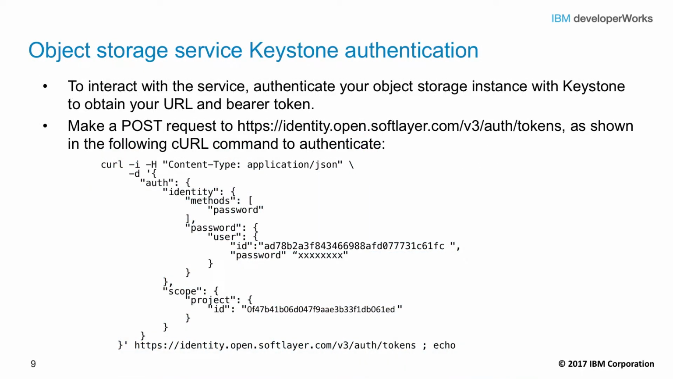Here's an example of using an API of the object storage service to authenticate with Keystone. You'll get an opportunity to do this in the hands-on lab. If the object storage service is bound to an application, you can get the credentials from VCAP services. Or if unbound, create a set of keys and copy the user ID, password, and project from the keys. To authenticate, use a POST request to the authentication URL endpoint as shown using curl or a REST library in your program. Successful authentication will return a URL endpoint for accessing the service and a bearer token for subsequent Swift API calls.